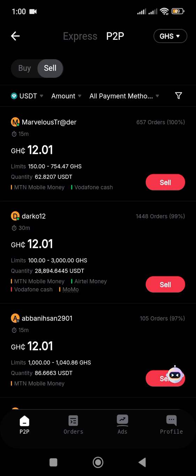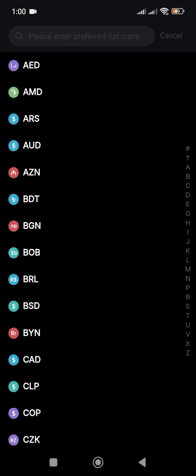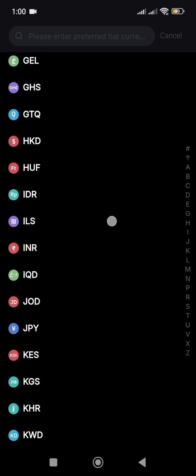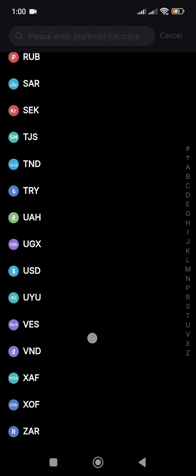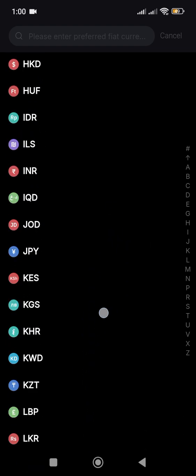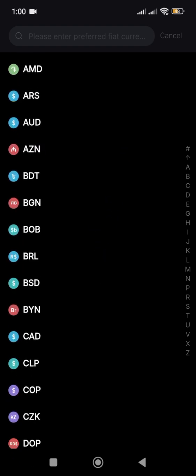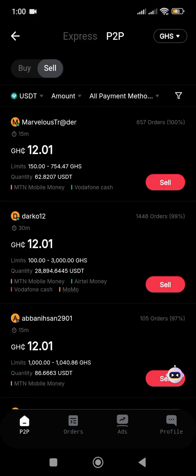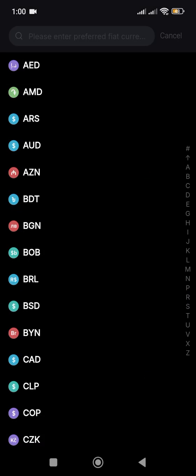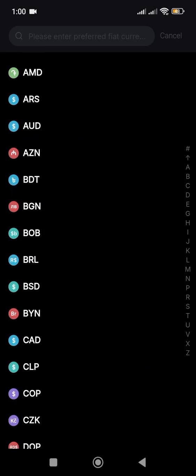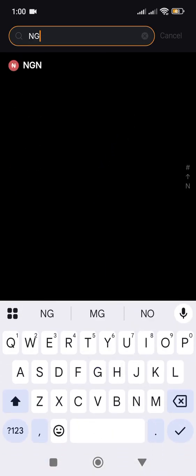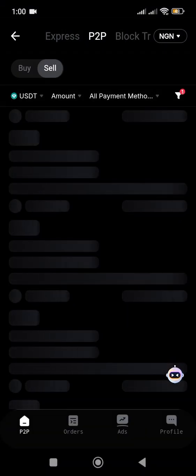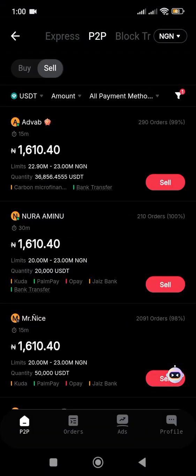Do you understand? So any region at all where you are or you want to buy from, you can easily buy from there. You can see different currencies are present here, so you can easily make your buy or sell. So let me put it back to Naira because that is my own currency. You can actually search for it, NGN, and see it. So that is it. It brings me back to Naira.